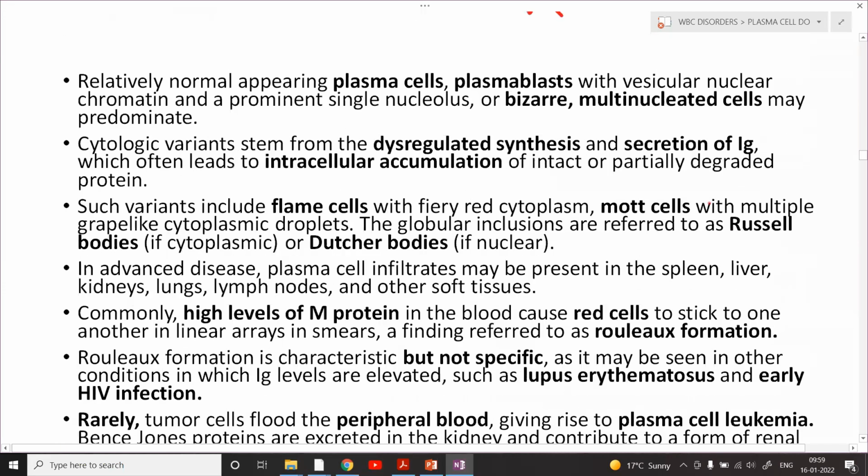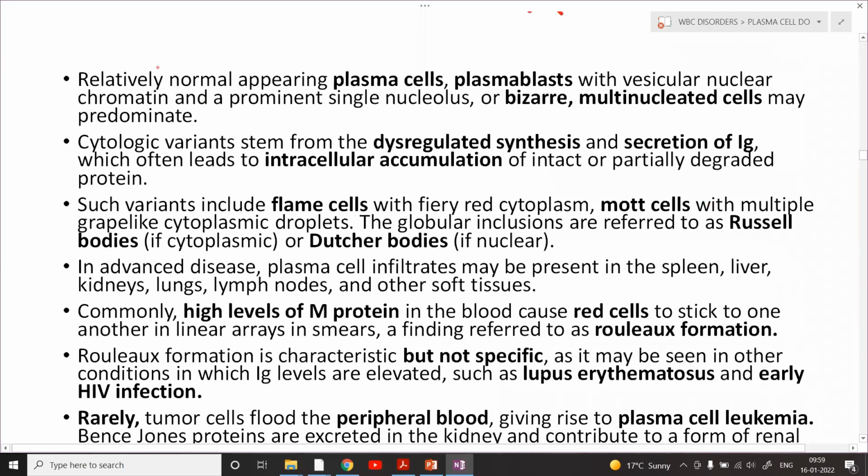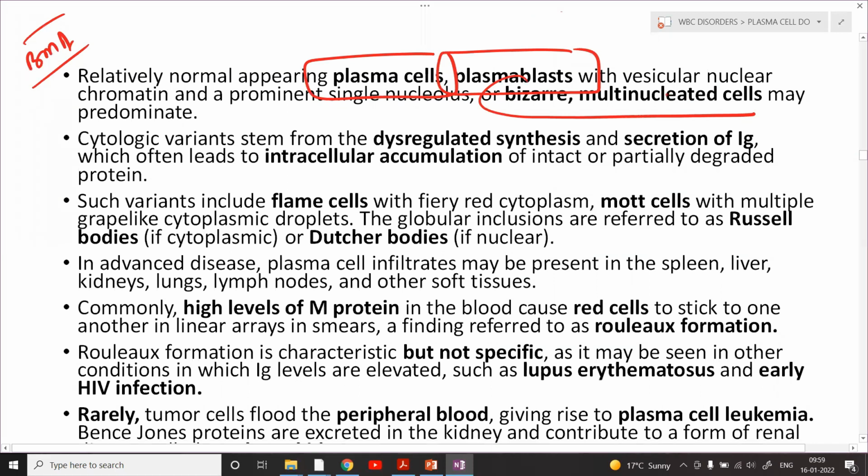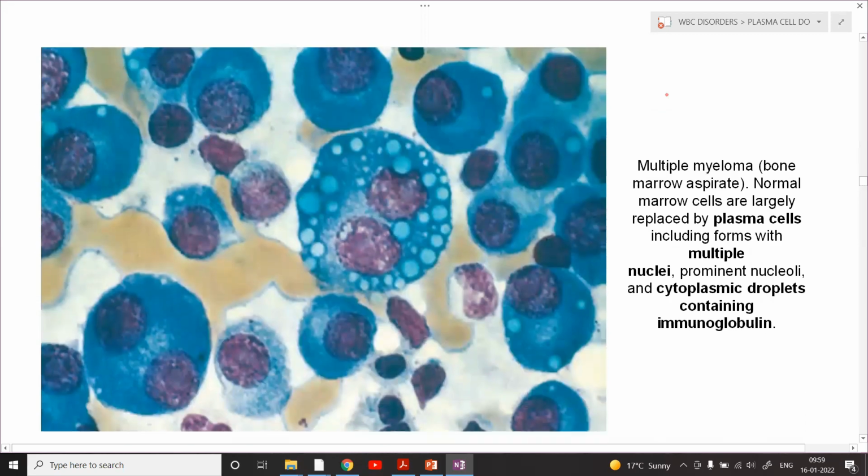Okay. If you do the bone marrow aspiration study, you are going to see a lot of plasma cells. You are going to see the immature form, that is the plasmablast. You are also going to see certain bizarre multinucleated plasma cells. I'm going to show you how they look, and I'm going to discuss the points in detail.